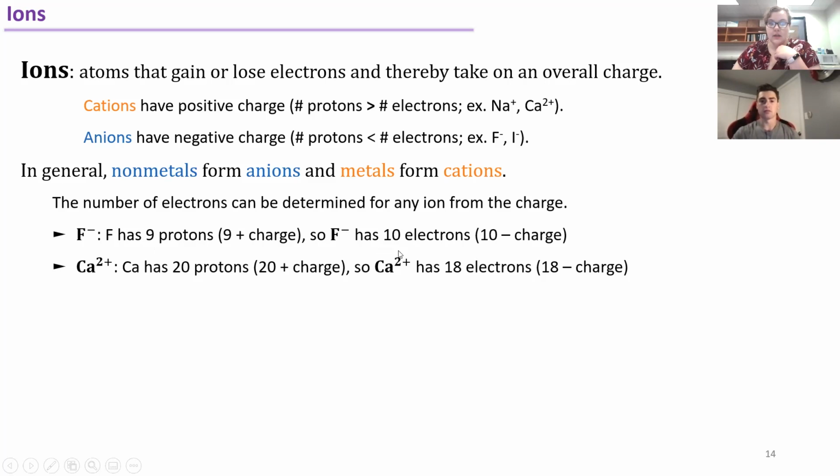And then calcium has 20 protons, has an atomic number of 20, has a plus 20 charge in the nucleus. So a calcium with a charge of 2 plus is going to have 18 electrons, meaning that it is missing 2 electrons to be neutral. So it has a plus 2.